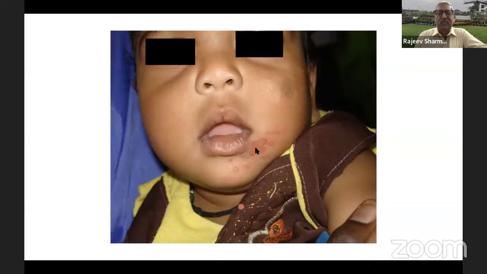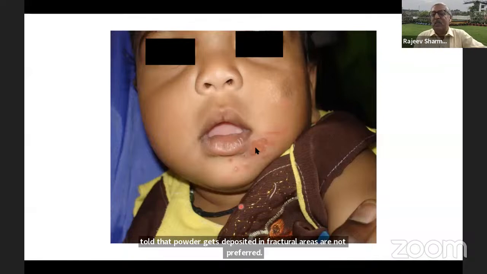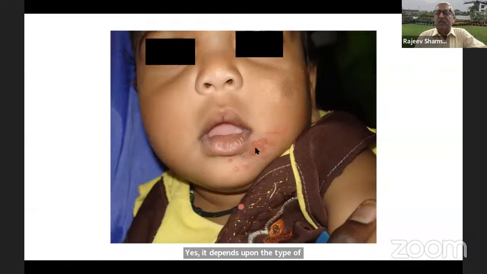Dr. Pinky Gupta asked a question, that in classes it was told that powder gets deposited in flexural areas, so not preferred. Yes, it depends upon the type of powder and it depends how you apply it. If you use a baby puff to apply powder, it will not get deposited. But if you press the container and then spray, yes, it will get deposited because Indians tend to over apply the powder in plenty. So it is to be applied just as a thin layer, as we do in children. In infants, when the mother applies with a powder puff, that's the right way to apply powder in children. It should not be sprinkled like we are used to doing it.